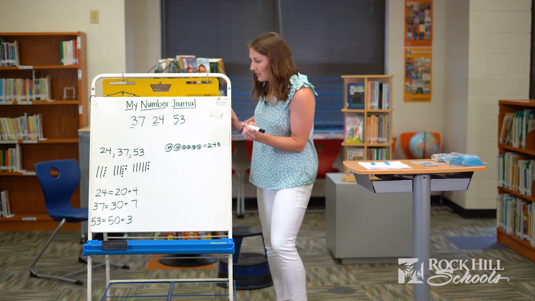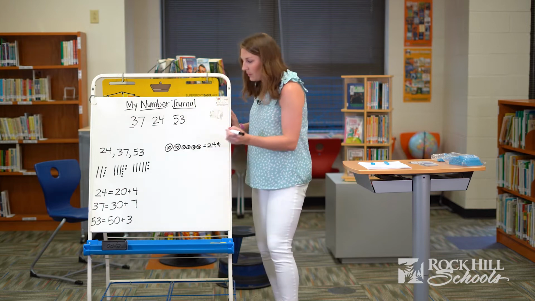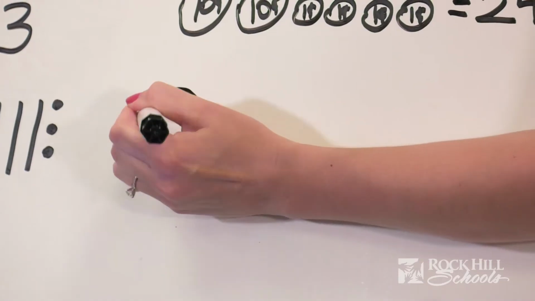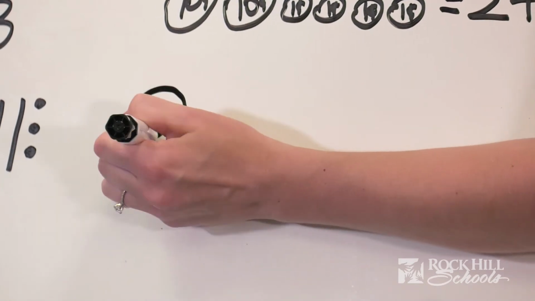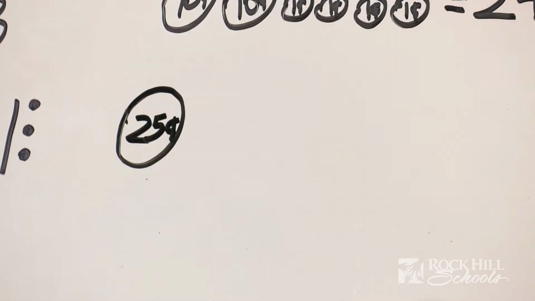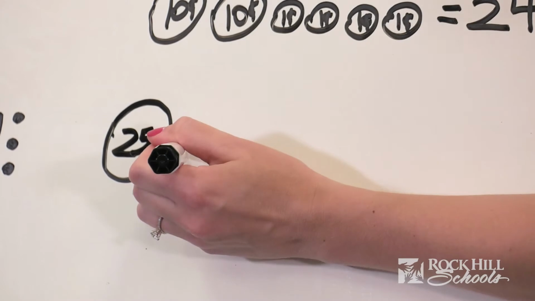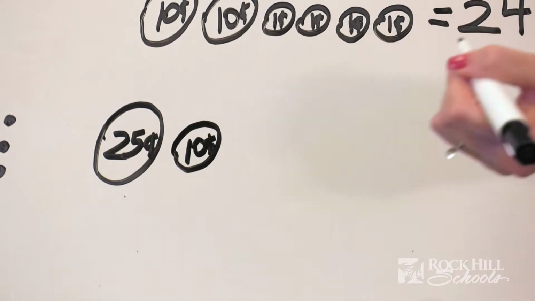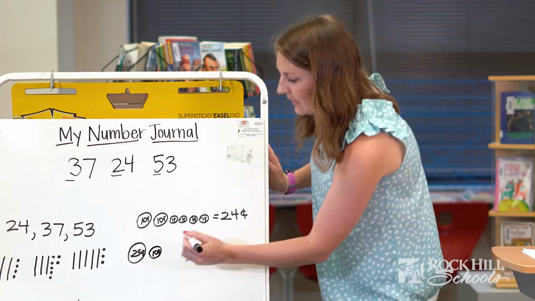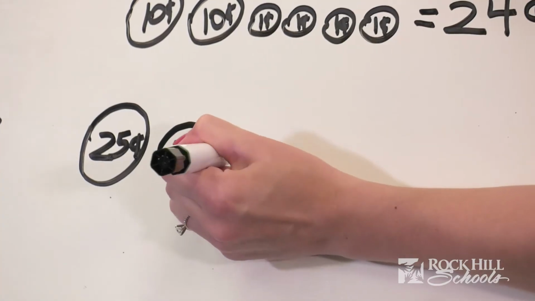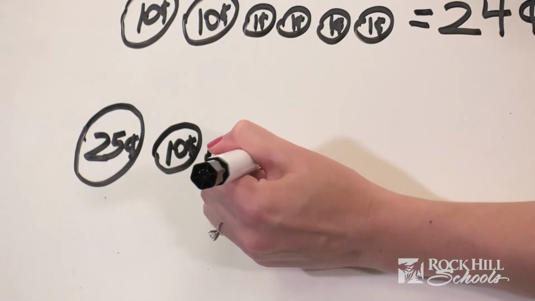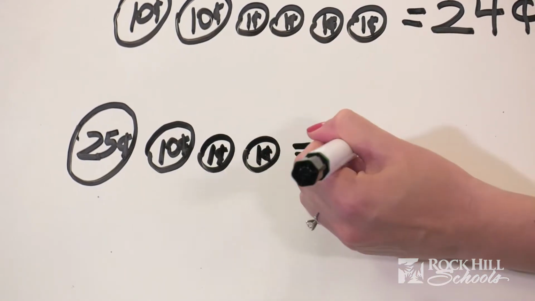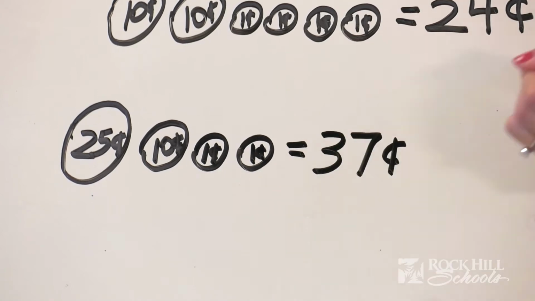All right, next for 37, we can use a quarter. A quarter is worth 25 cents. And then we can add a dime, which is 10 cents. 25 plus 10 is 35. And then we can add 2 pennies at 1 cent each to equal 37 cents.